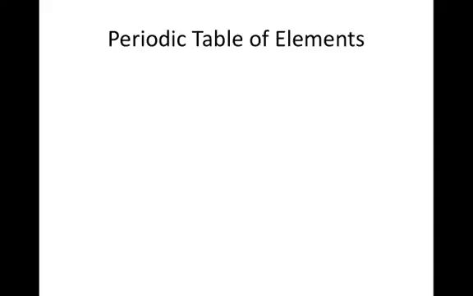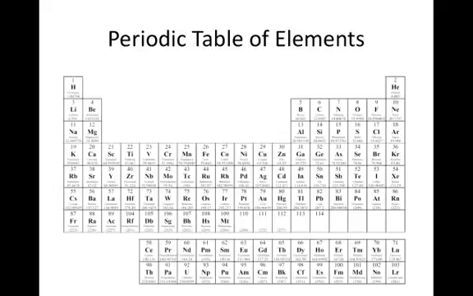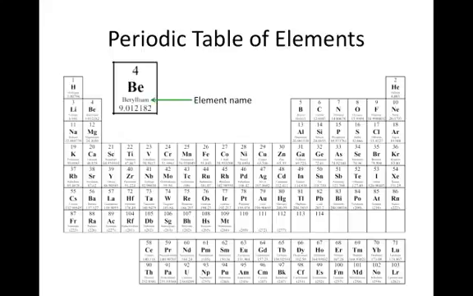The atoms are organized into the periodic table of elements, which you are undoubtedly familiar with. There is lots of information contained in this table. Some of the information we can find is the name of the elements, the symbols of the elements, the atomic number or the number of protons in each element, as well as the atomic mass, which is not important for right now, but we'll discuss it later.